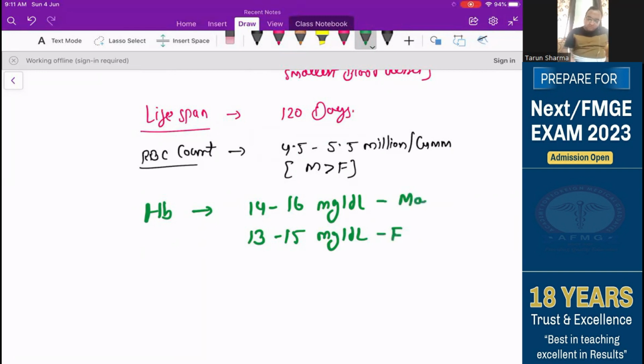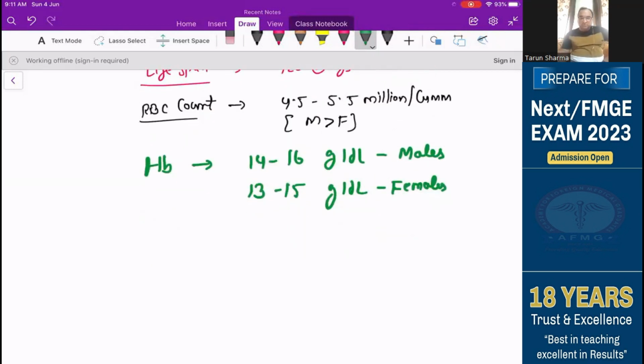Okay, so in males there will be 14 to 16, not milligram, sorry, it is gram. Okay, remember it is in grams, it will be in grams per deciliter. Okay, so hemoglobin will be 14 to 16 gram per deciliter in males, and it will be 13 to 15 gram per deciliter in females. So this is very simple. I think everybody knows what is normal hemoglobin. But the important thing here for question purpose is what should be the criteria for anemia, as far as hemoglobin concentration is concerned.